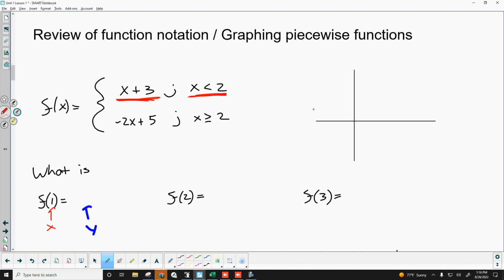Understand that graphically, our x's, or inputs into functions, are on the x-axis. We take those x's, we plug them into a function, and we output y's. Y's are our function values.